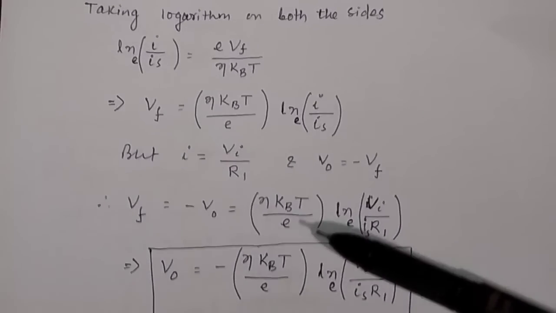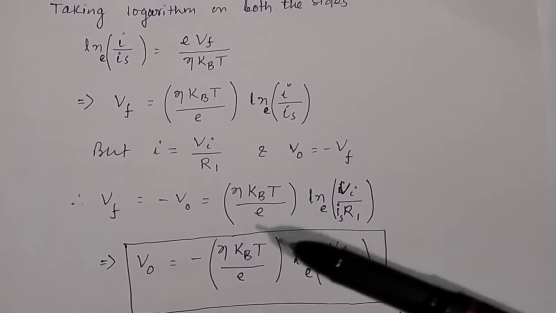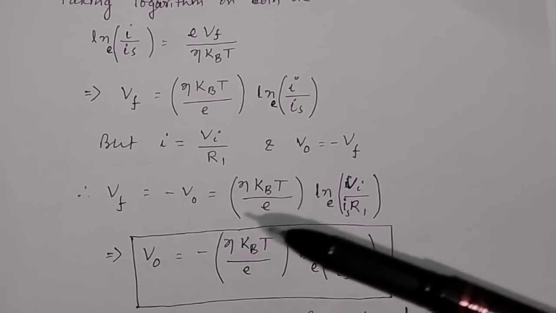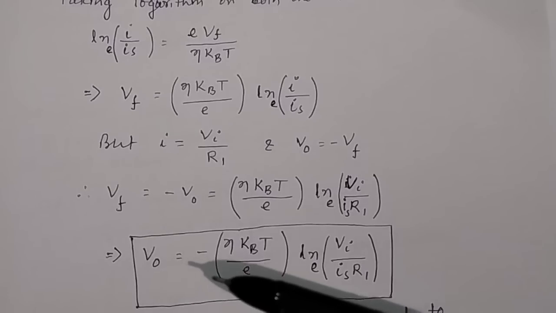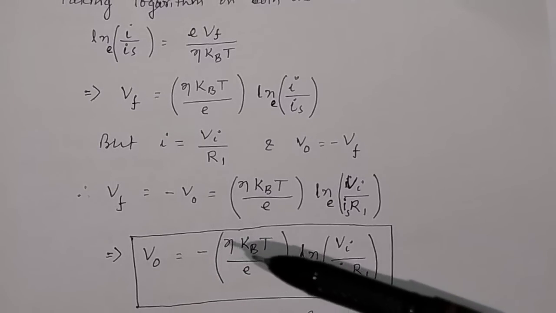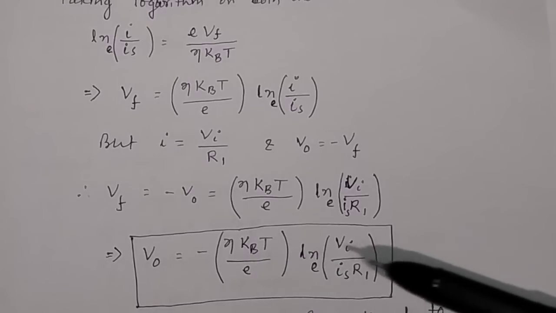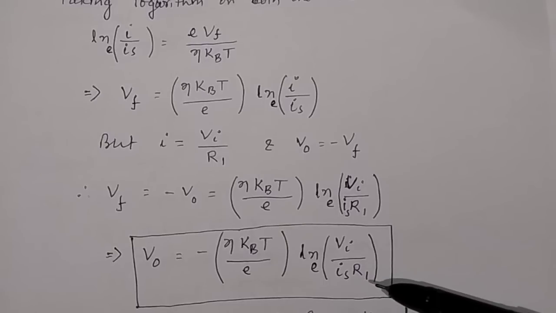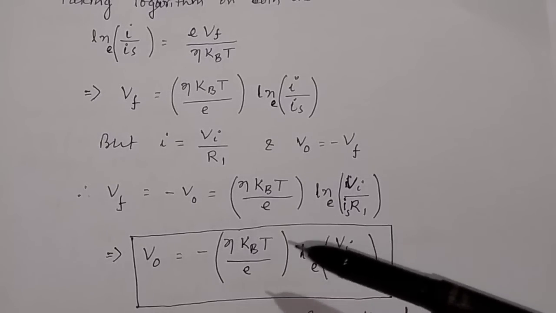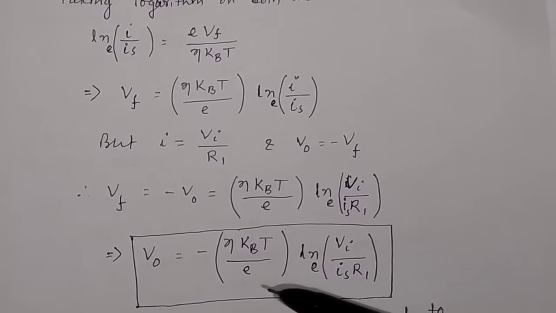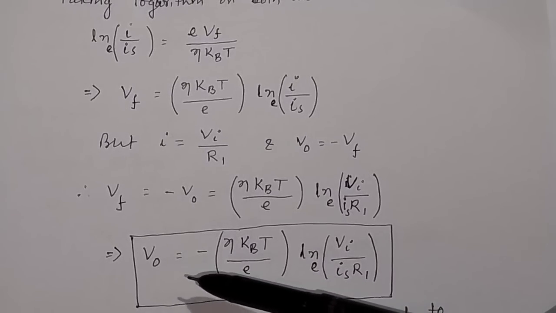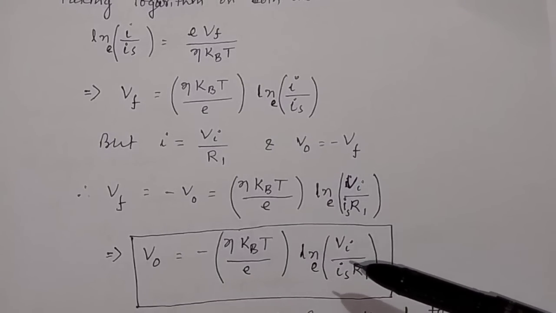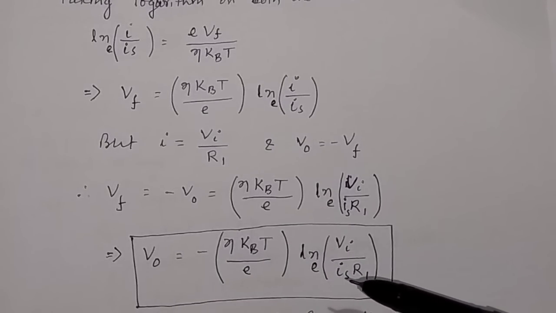So from this equation, if you solve this equation or take the negative sign to the right hand side, then the output voltage will be equal to minus eta kBT divided by e into log Vi divided by Is into R1. So you watch this expression. Here the output voltage is proportional to the logarithm of the input voltage, because all other terms are constant.